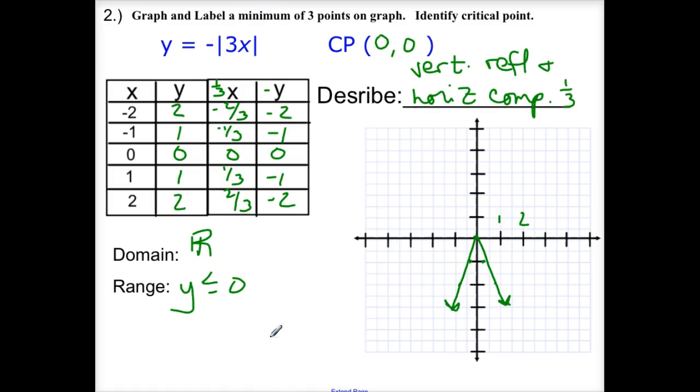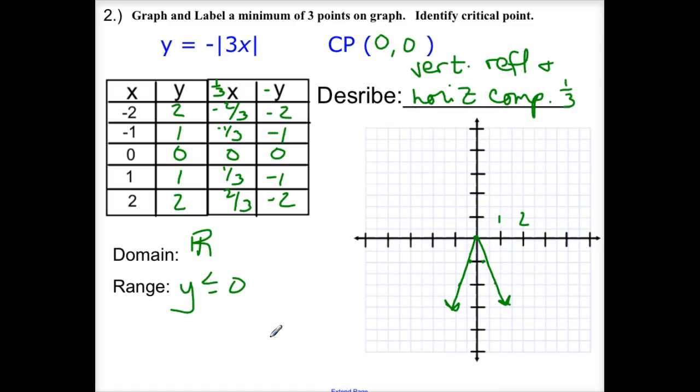Our next example is an absolute value transformation. So the first thing that we want to do is identify the critical point. The only time that the critical point changes is if you have a shift. Because if you're multiplying or reflecting, remember the critical point for all of the parent functions is 0, 0. And when you multiply by 0, it stays 0. So when you're shifting, adding, or subtracting to the equation, that's when the critical point changes. So ours is still 0, 0 because we don't have any shifts.